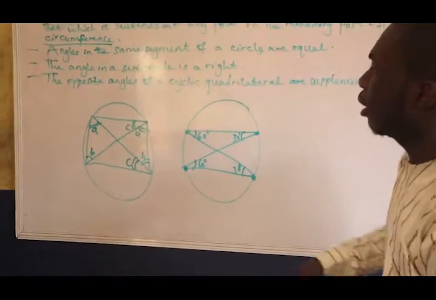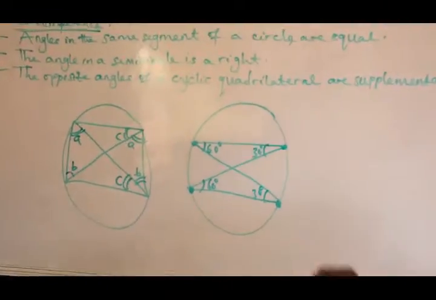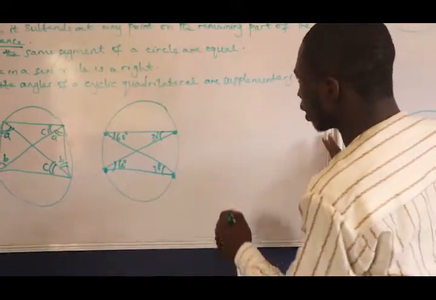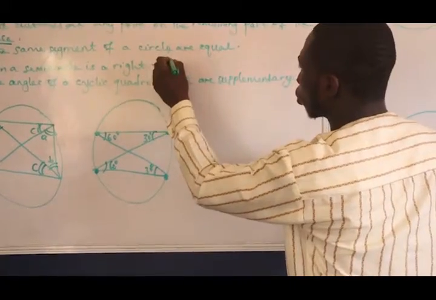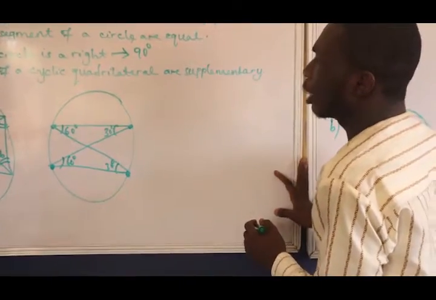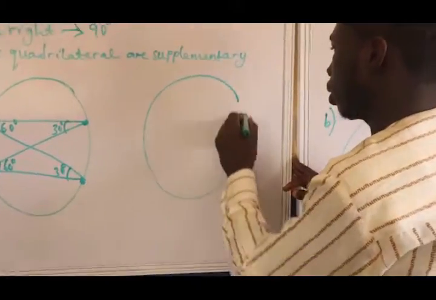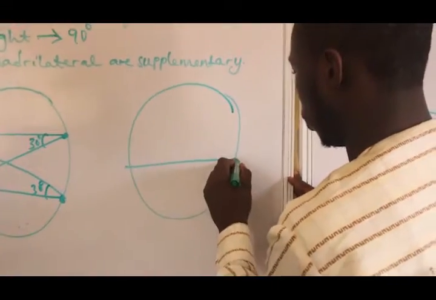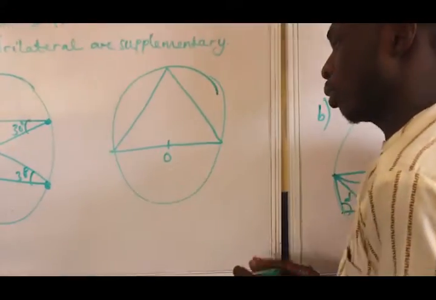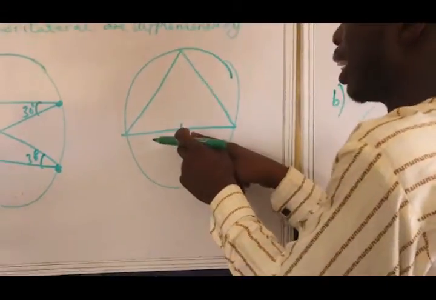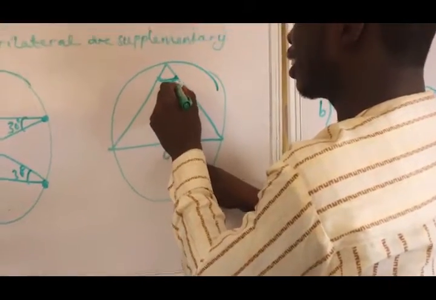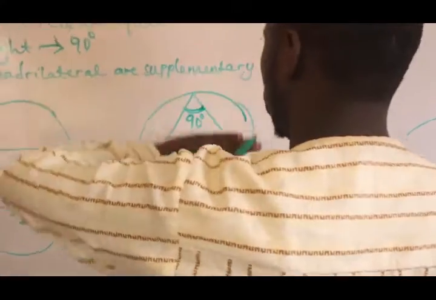Theorem 3 states that the angle in a semicircle is a right angle. And when they say an angle is a right angle, it means it is equal to 90 degrees. So angle in a semicircle is 90 degrees. Now look at this. You'll be given a center here. Look at the angle facing it, the opposite angle here. So this place will be equal to 90 degrees.